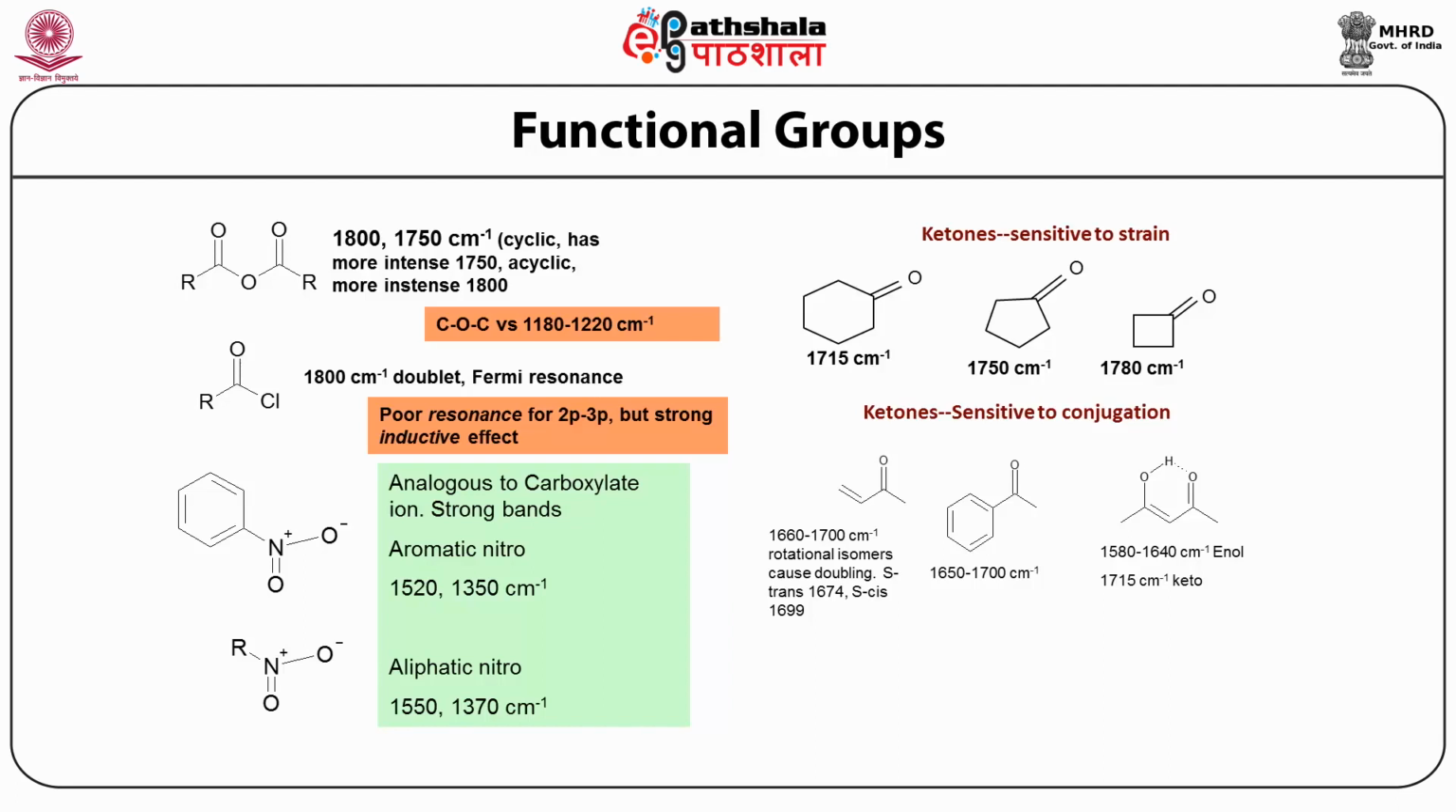Intensity is observed at 1660 to 1700. If it is aromatic substituted, then it is 1650 to 1700. And if hydrogen bond formation occurs, then it gives 1580 to 1640 for the enol and 1750 for the keto group.